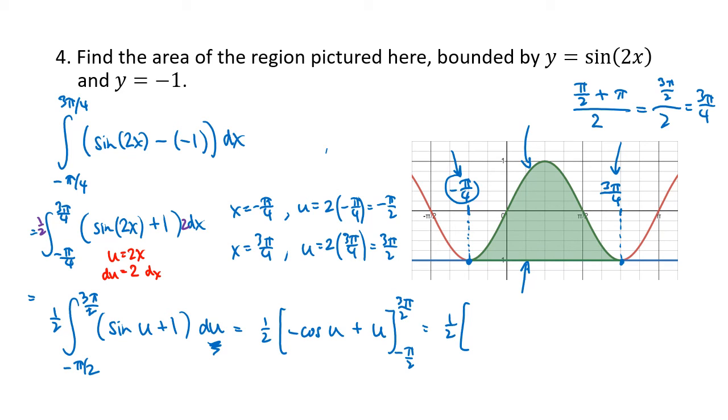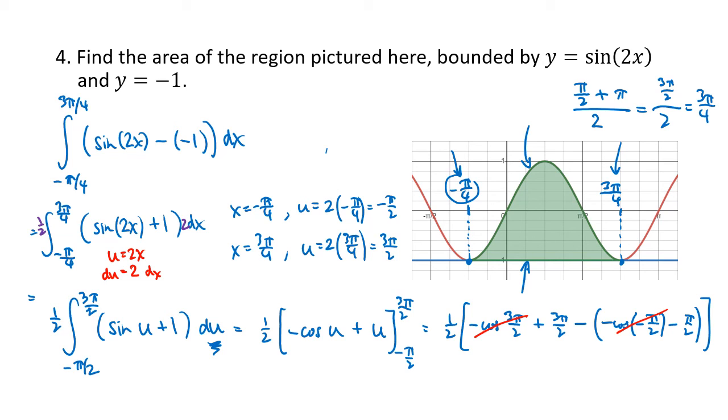So we've got negative cosine of 3 pi over 2 plus 3 pi over 2 minus the negative cosine of negative pi over 2 plus negative pi over 2, so that's minus pi over 2. Now it turns out that the cosine of 3 pi over 2 is 0, and the cosine of negative pi over 2 is also 0.